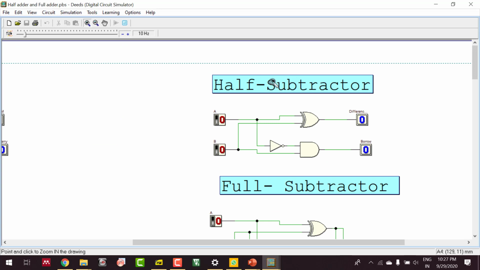This is my half subtractor circuit. It's going to subtract A minus B. Let's take 1 minus 1 for simplicity to verify. So 1 minus 1 will give difference 0 and borrow 0. If I make 0 minus 1, a borrow is supposed to be generated because you cannot subtract 1 from 0. So if I make A 0, you can see 0 minus 1 is producing a borrow. When you take the borrow, it becomes 10, and 10 minus 1 will be 1. If I make 1 minus 0, the difference will be 1 and borrow will be 0. This is the verification of your half subtractor truth table.